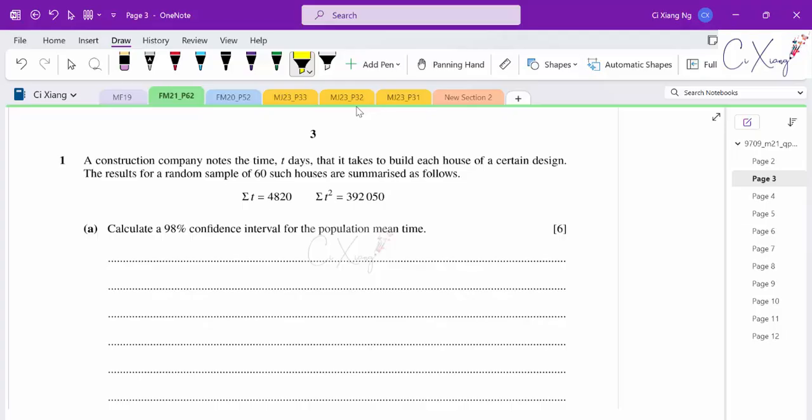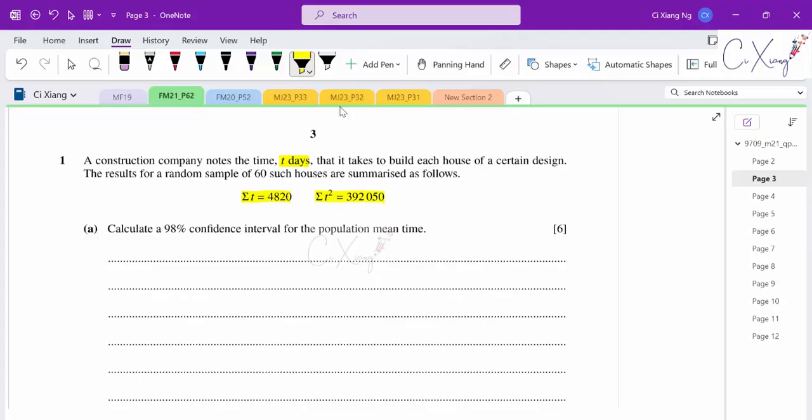Alright, so a construction company notes the time, we are calling it T days. We are measuring in days the time taken to build each house of a certain design. The result for a random sample of 60 such houses are summarized as follows. Summation of T is 4820. Summation of T squared is this value.